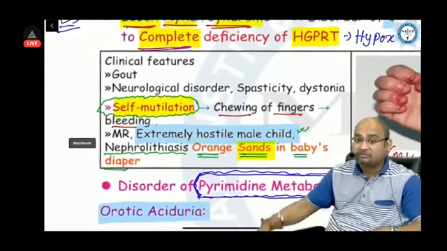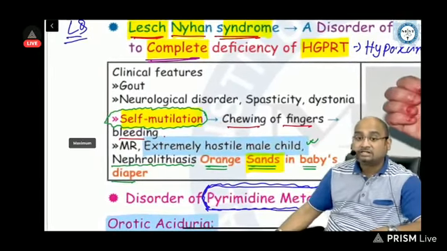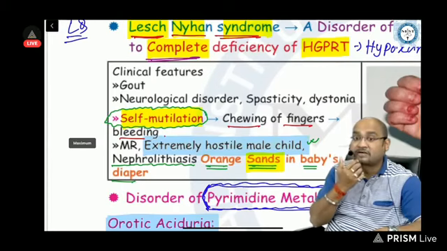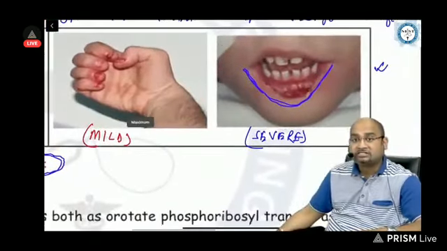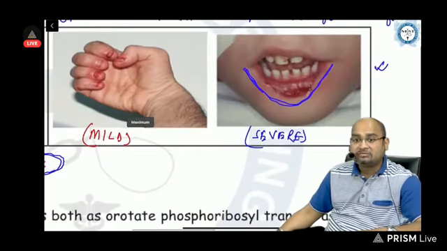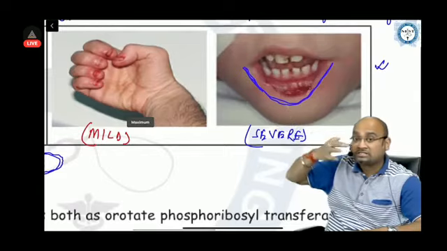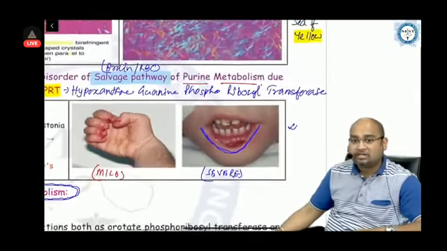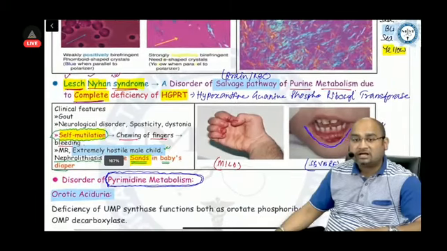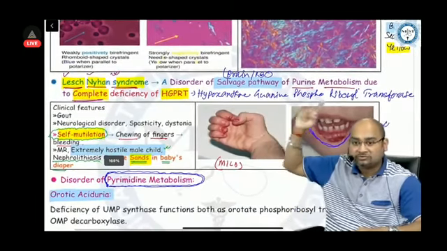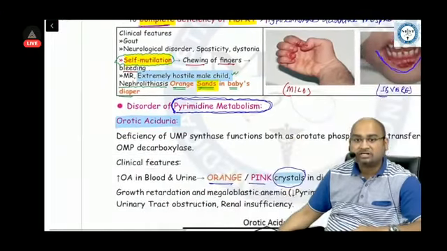We have studied, and one of the important points to be noted over here is self-mutilation. There is chewing of the fingers. Sometimes they will try to eat up their lower lip as well, and severe cases can be seen where the lower lip is entirely missing because the child has chewed it. This is due to the complete deficiency of HGPRT, hypoxanthine guanine phosphoribosyl transferase. Please try to understand.